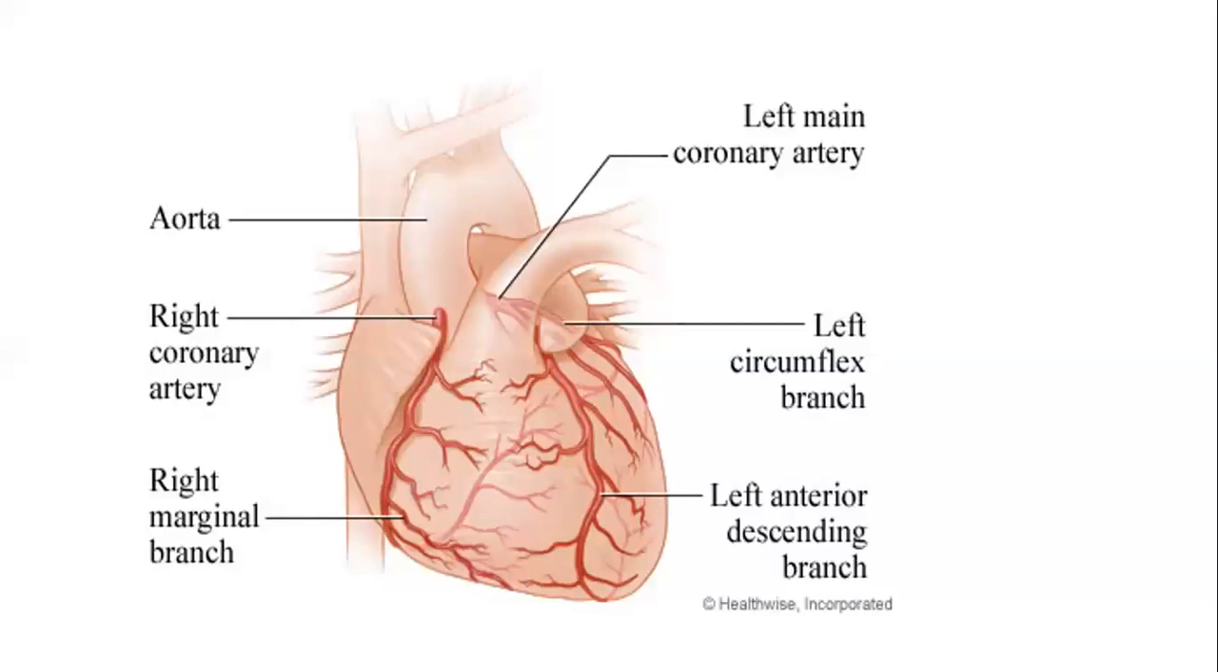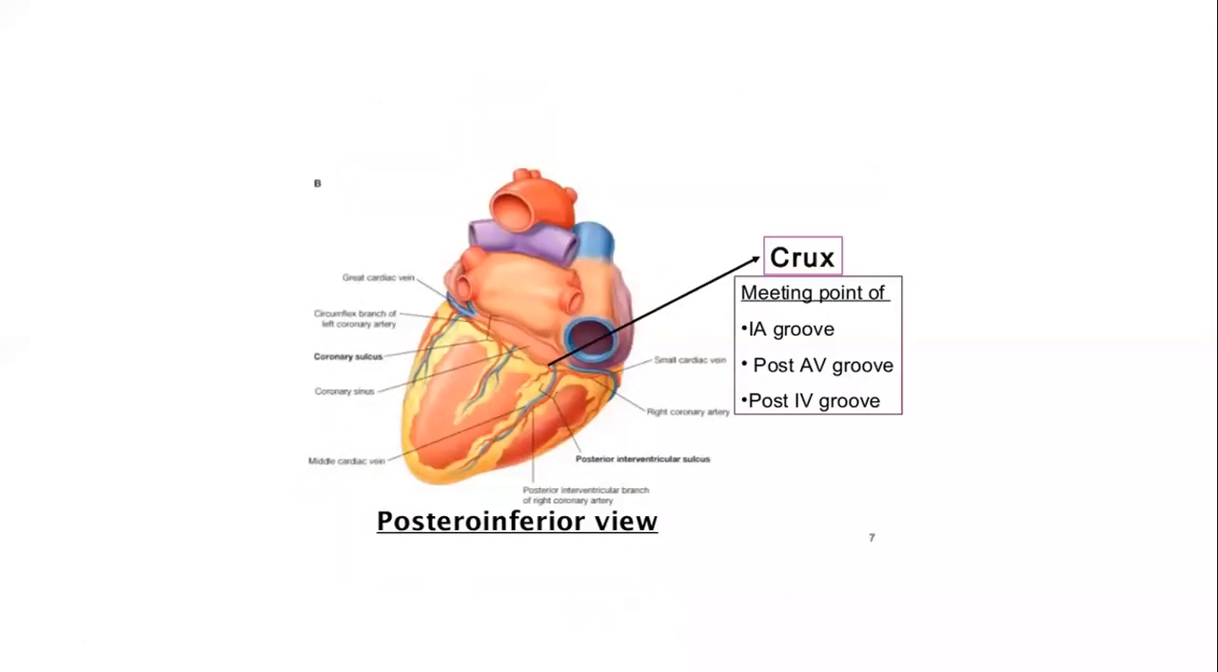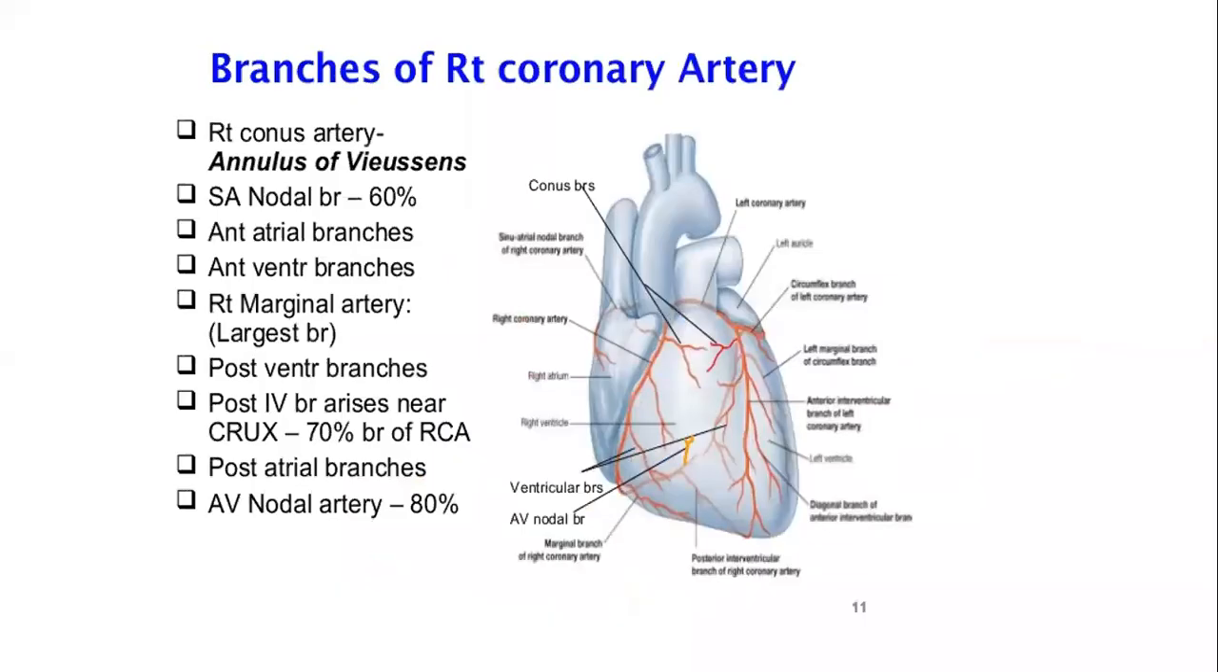The AV nodal branch arises from the right coronary artery near the origin of the posterior interventricular artery. It passes to the AV node, atrioventricular node, and it also ends by supplying the same node. Posterior interventricular artery is the very famous branch of right coronary artery.